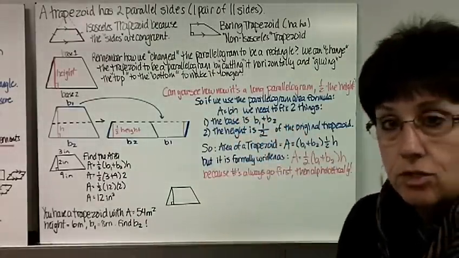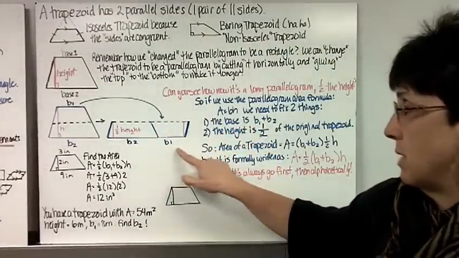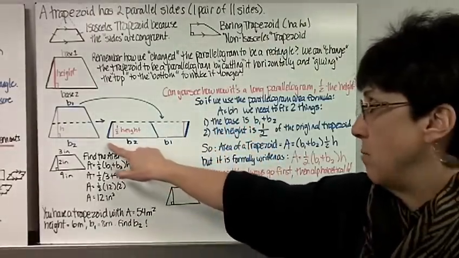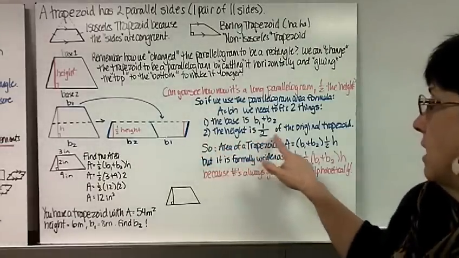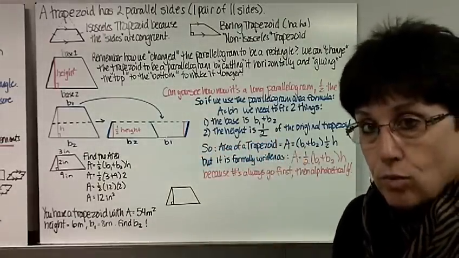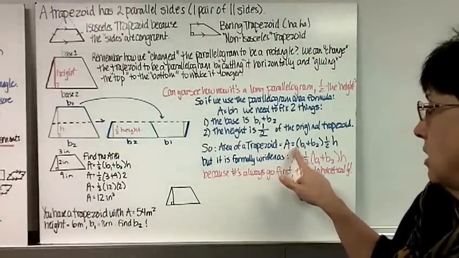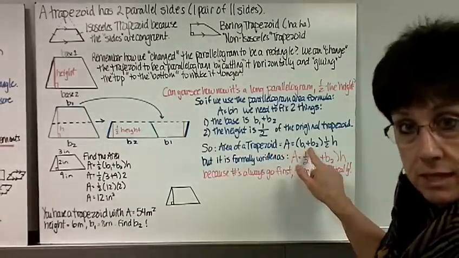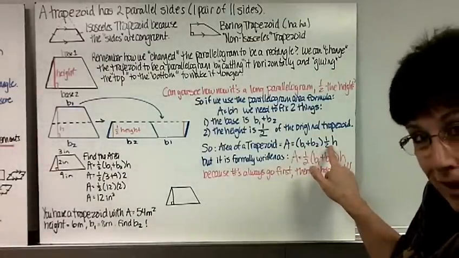We just need to fix two things in that. The base is base 1 plus base 2. Okay, we can't just say base because it's this whole long length. And the height is half of the original trapezoid. So the area of a trapezoid, we would say area is, instead of just base times height, base 1 plus base 2 times half of height.